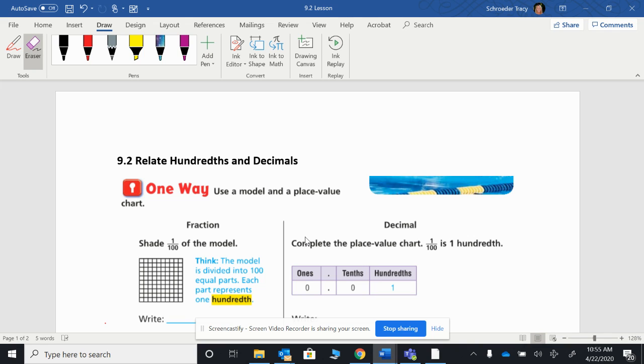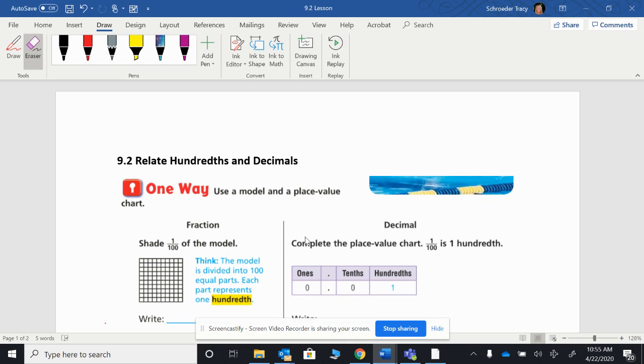Today we're going to learn how to write a fraction and decimal using hundredths. So if you notice here in this model, our whole is separated into hundredths. Before it was just tenths. Now we're breaking it down even smaller to show the hundredths.